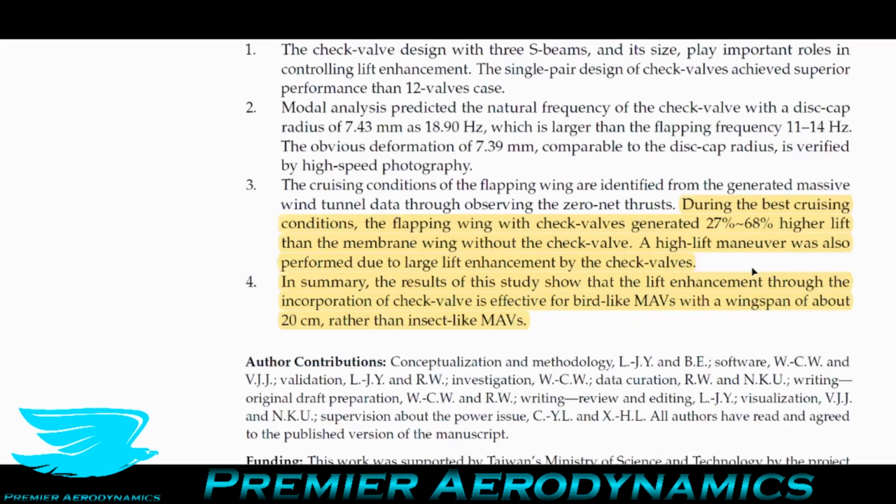So that's interesting. So in conclusion, they say during the best cruising conditions, the flapping wing with check valves generated 27 to 68% more lift than the membrane wing without check valves. And a higher lift maneuver was also performed due to the large lift enhancement by the check valves. In summary, the results of this study show that the lift enhancement through the incorporation of check valves is effective for bird-like MAVs with a wingspan of about 20 centimeters rather than insect MAVs. So as I mentioned earlier, these valves may be too big for the micro MAVs, but who knows, maybe not. So that's it for this podcast.